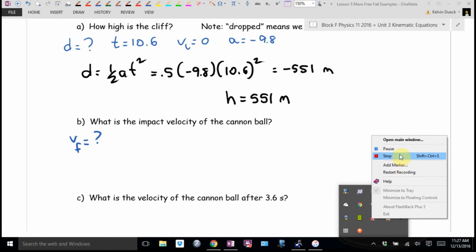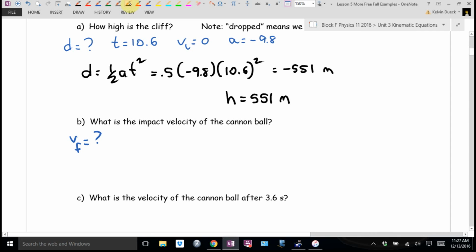Pause for a second here. Folks, can't I use this? Don't I know VI, A, and T? And aren't those data that they gave me in the question, which would be much cleverer to use? What was VI, Jaden? Okay, because we're dropping. And it's plus negative 9.8 times 10.6.